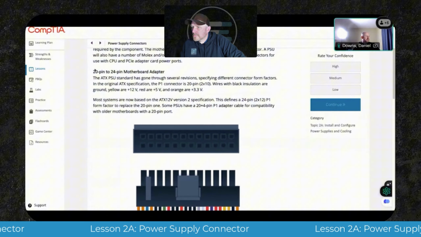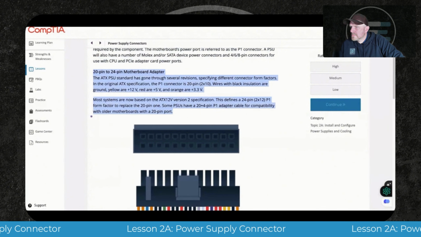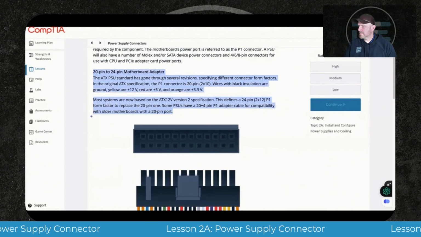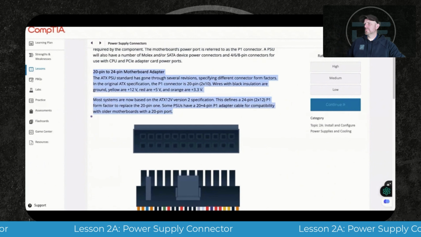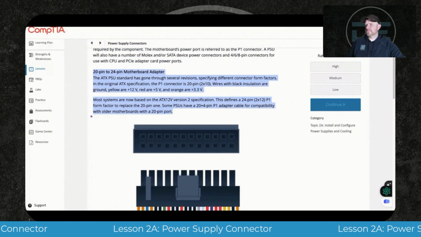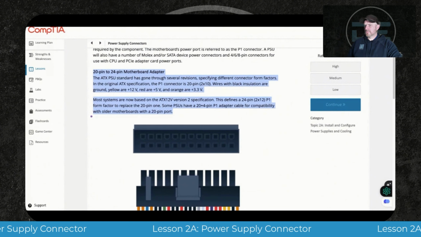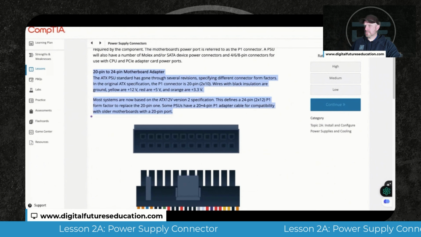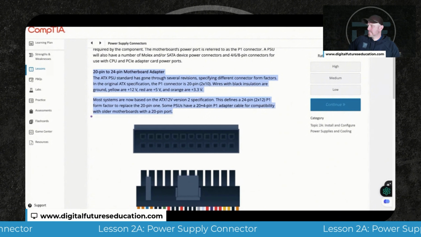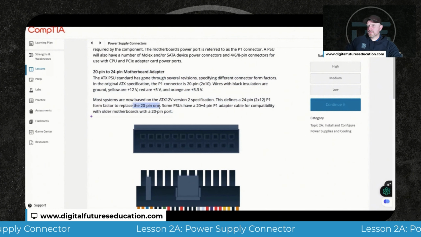So this would probably be the most important note related to this right now, because we're learning about how many pins. We might get a question. On an ATX standard board, the P1 connector is 20 pin, and they told us what that is. And they said that most systems are now based on the ATX 12V version 2. This defines a 24 pin, 2x12 P1 form factor to replace the 20 pin one.